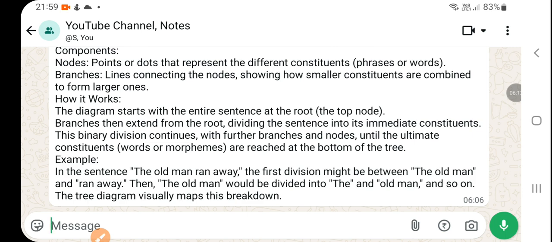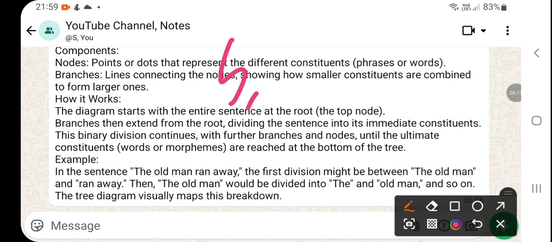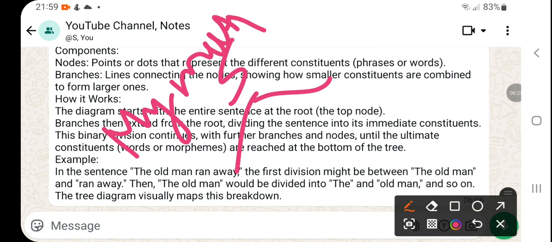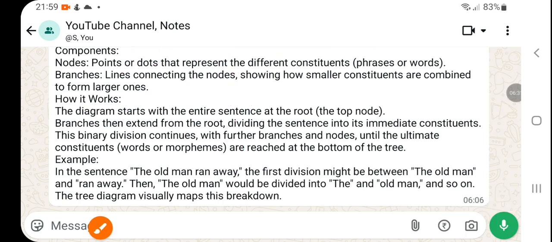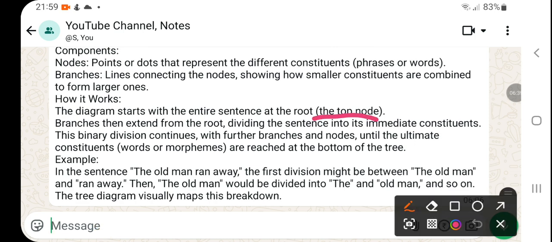The root is upside down here; the root is at the top. So the top node is called the root. That's a sentence. The sentence is, for example, my mother cooks food. So this sentence is called the root, and it is on top. Same, they are talking about the root. So that is the top node, that is called the root.